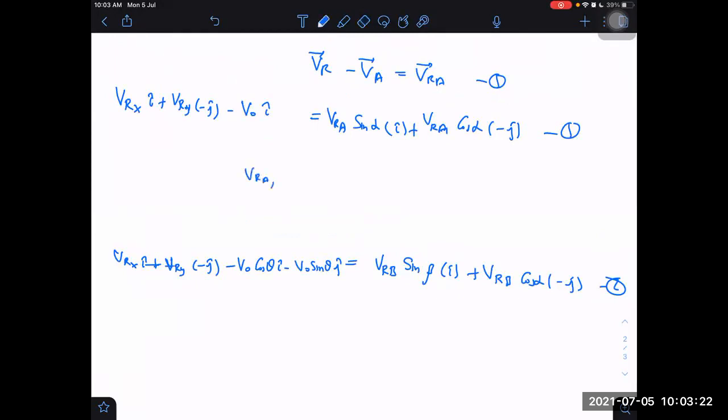VRA is one unknown, and VRX is another unknown. VRY is another unknown, and VRB is one more unknown. How many unknowns are there in total? 1, 2, 3, 4. 4 or not? Yes, sir. And how many equations do we have? Two equations. Not two equations actually. Understand, there are 4 equations.